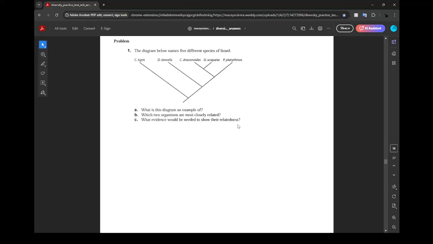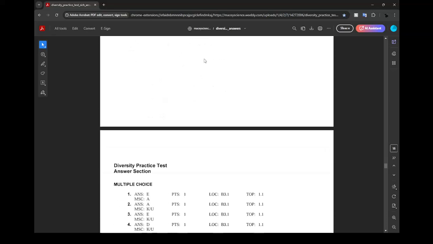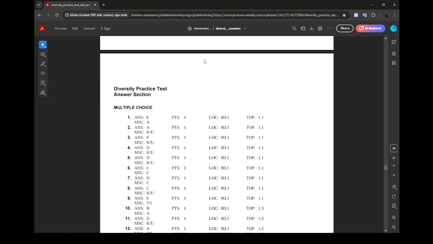What evidence would be needed to show their related traits? Well, we had learned about the species concept: whether they look similar, they can interbreed naturally, and DNA evidence. That's it. Simple.